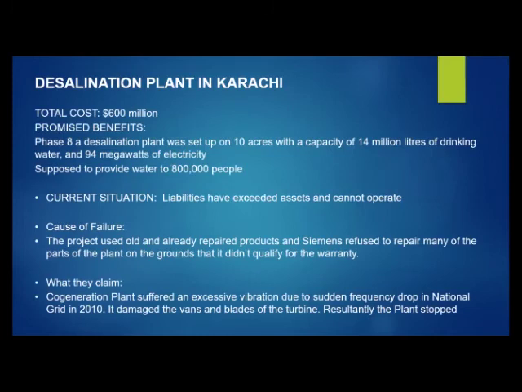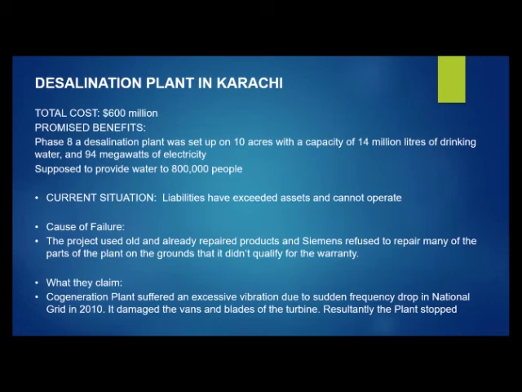In Karachi, Pakistan, just to tell you, there was a desalination plant that was made actually in DHA for 600 million. It was in phase 8. It was set up on 10 acres with the capacity of 14 million liters of drinking water, and it would also generate 94 megawatts of electricity. It was expected that the water that was generated would help 800,000 people.